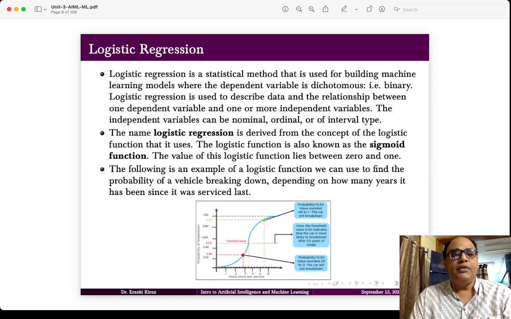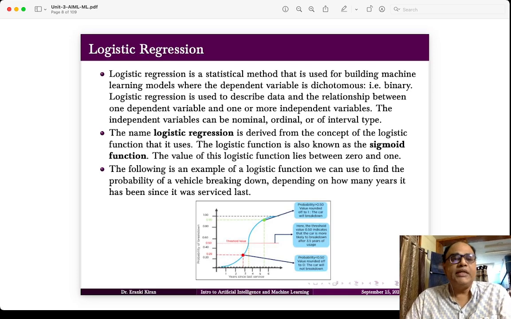Now let's proceed to the next type of regression, that is called logistic regression. This is a statistical method that is used for building machine learning models where the dependent variable is dichotomous in nature. So logistic regression is also otherwise called binomial models, because in most cases logistic regression takes a dichotomous nature, that is either binary with 0 or 1, or true or false, male or female.